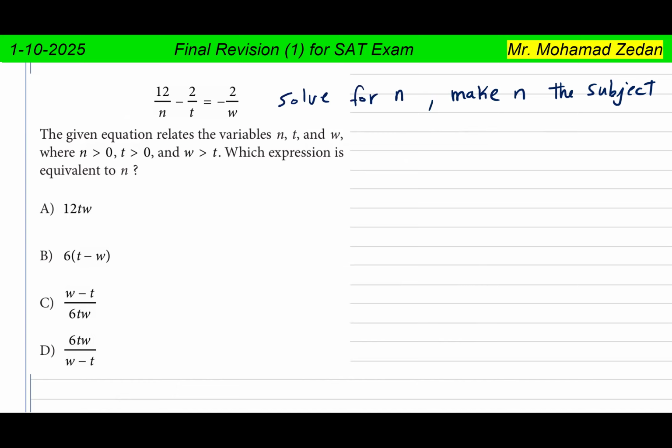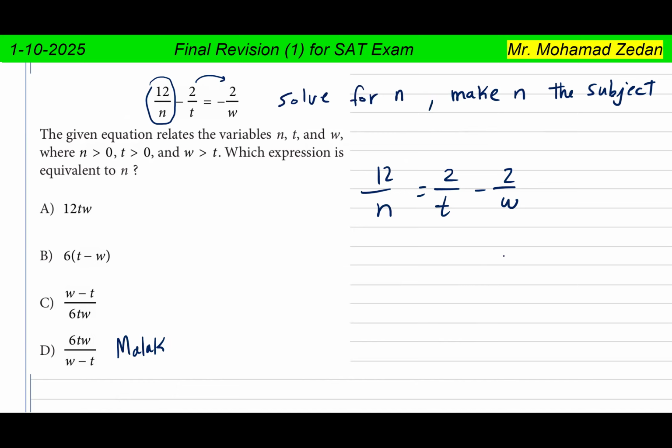No answer till now. Why? The n exists only in this term. Yes, go ahead, Malak. I got the answer, it is D. Okay, we have Malak saying D. Thank you, Malak. So the 12 over n now is equal to 2 over t minus 2 over w, just moving negative 2 over t to the other side.